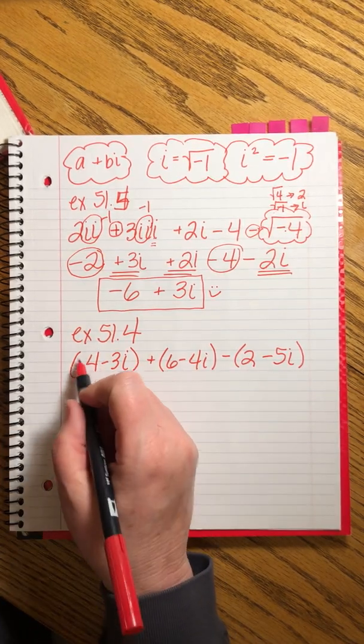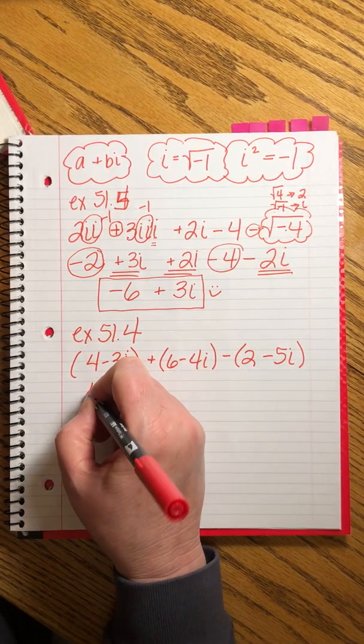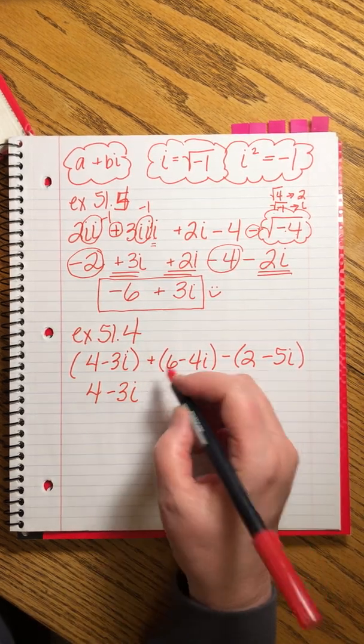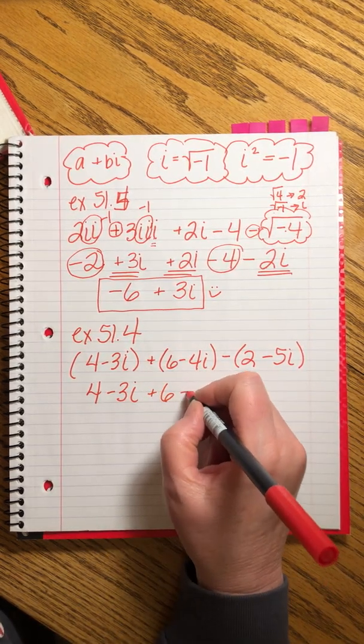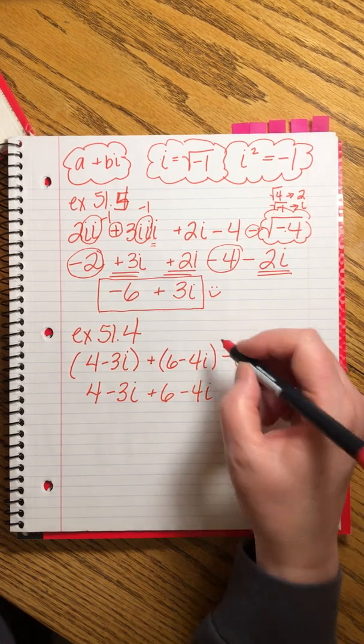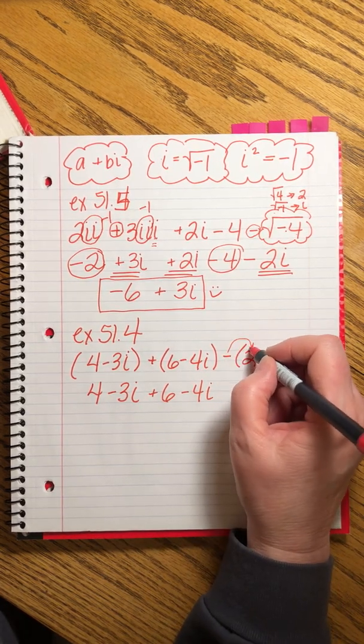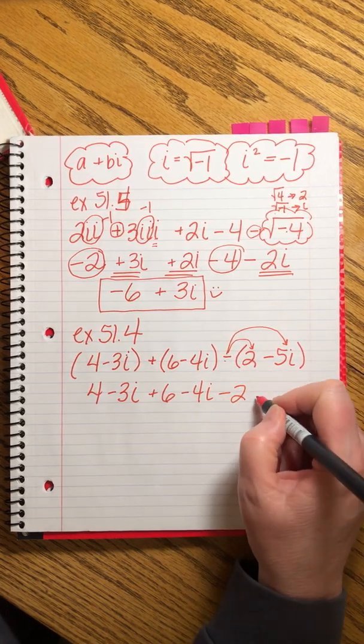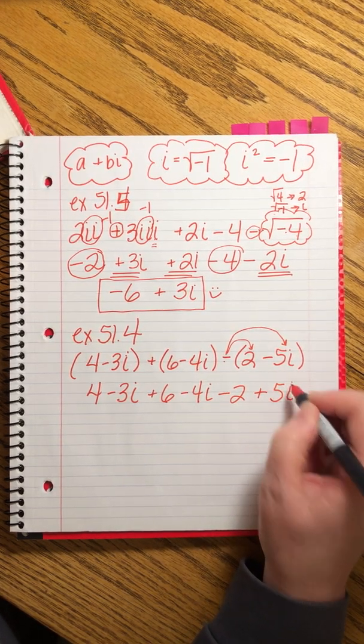So this one does not have a minus sign or anything in front of it, so we can just take that off. 4 minus 3i. This one has a plus sign in front of it, so we can just take this off. This is the tricky one. We have to essentially distribute the minus sign. So this becomes minus 2 plus 5i.